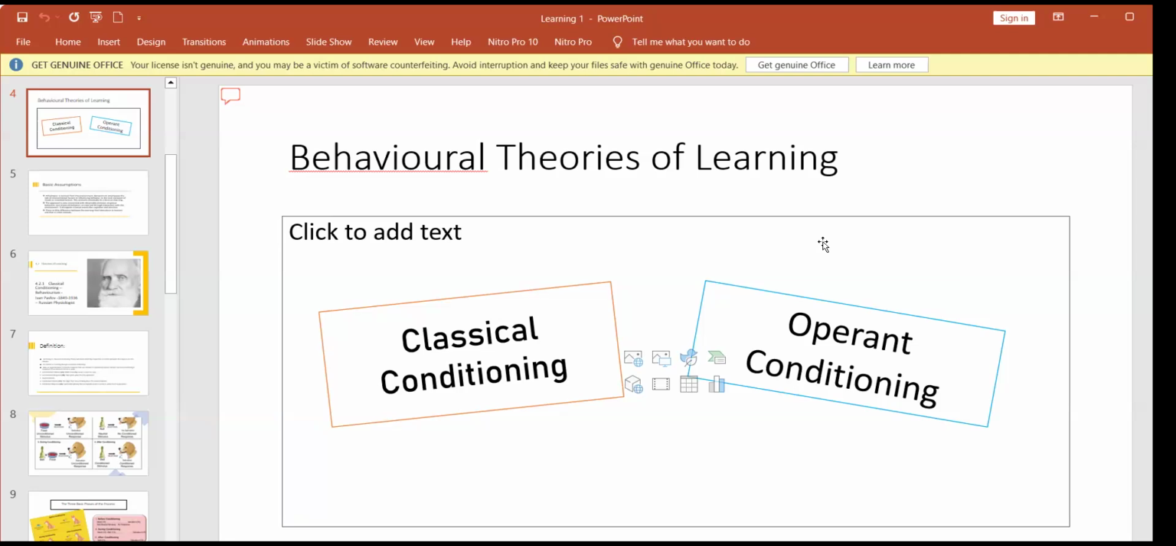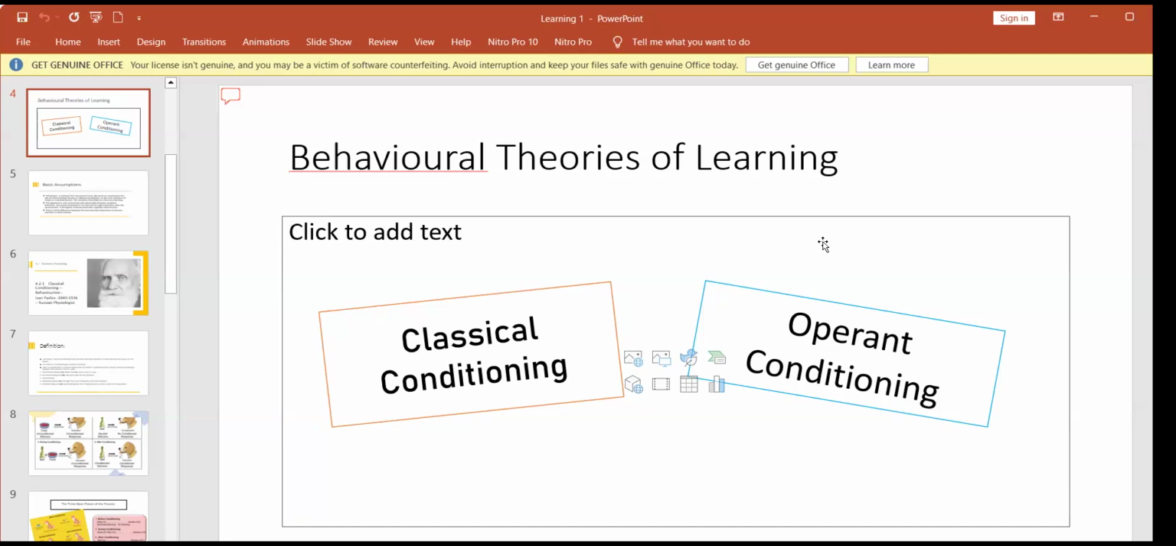And when it comes to behaviorists, learning is more or less habit formation. You can make your own notes. Learning is more or less habit formation. How do you form habits? Do it repeatedly. By doing it repeatedly, you form habits.